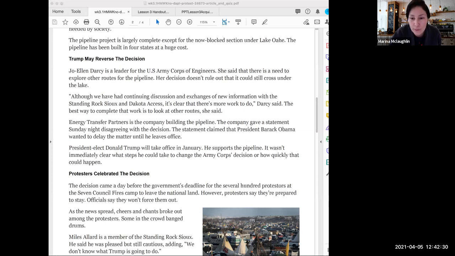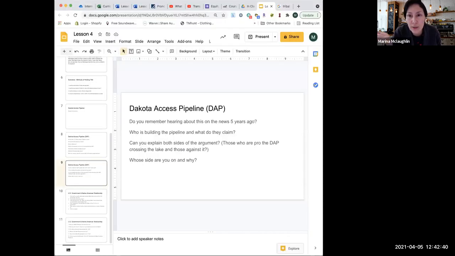So now let's go back to the questions. It says, can you explain both sides of the argument? So obviously there's two opinions, right? There's the protesters that say this is dangerous for the community here, right?